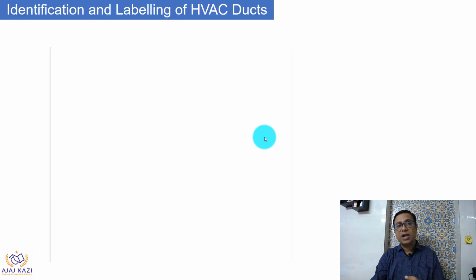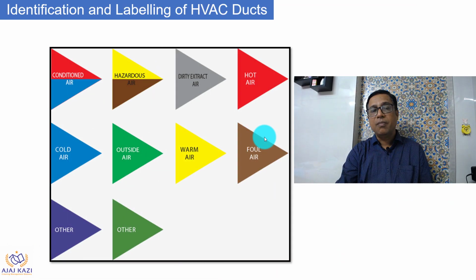So I'm going to look at this today. These are the labels or identification tags. You can see these are the arrows. You can write below, and I can show you one example. These are the arrows with different colors.